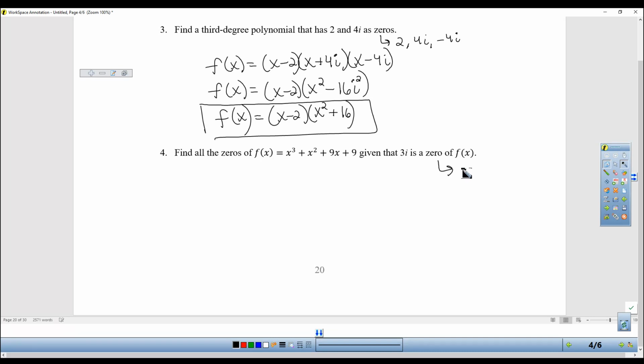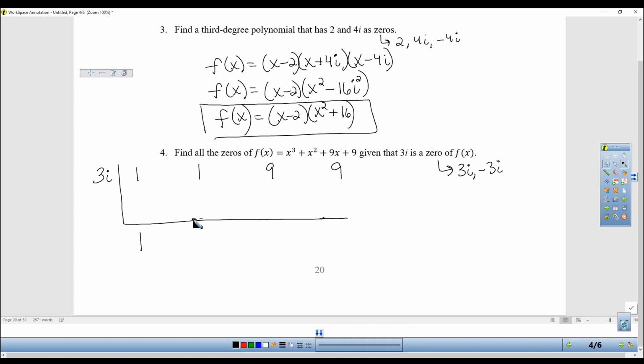We're going to find all the zeros given that 3i is a 0. So remember, we know 2 of the 3. We know 3i and we know -3i. There's several ways to do this problem, but I'm going to stick with the way I already taught you, which is if you know one of the zeros, you can plug it into synthetic division to get the rest. So I'm going to put the 3i right here. This is going to be crazy. You can do it. 1, 1, 9, 9. Notice I spaced it out a little bit more. It is going to take a little bit more room.